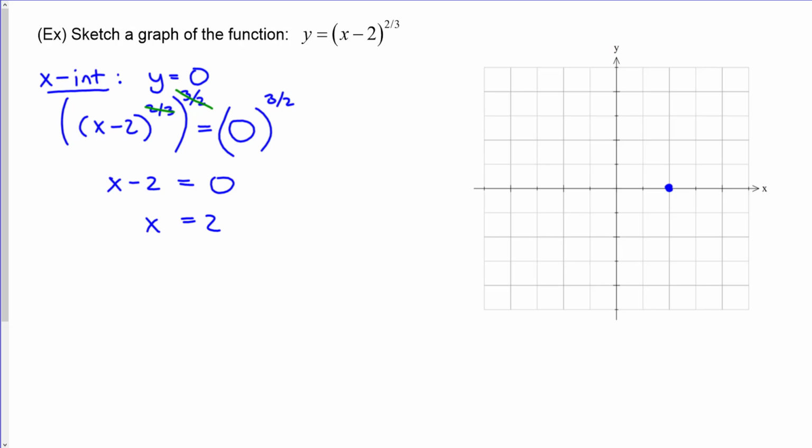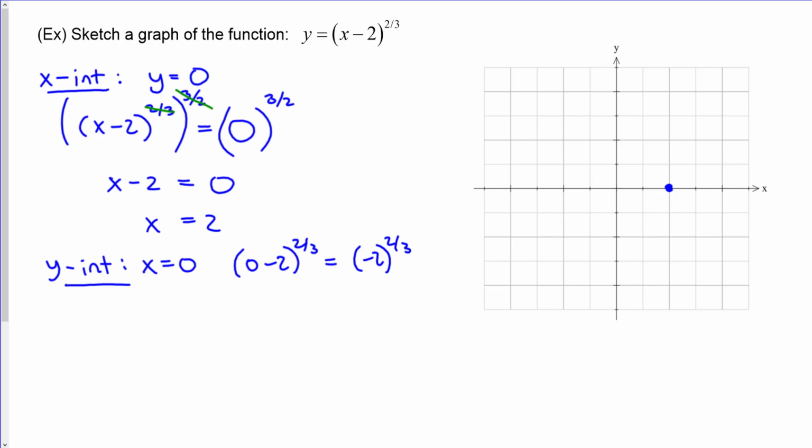Y-intercepts. Y-intercepts occur where the x value is 0. So you have to evaluate your function at 0. In this case, it would be 0 minus 2 to the 2/3 power, which is negative 2 to the 2/3, which may look intimidating, but it's not actually all that bad.